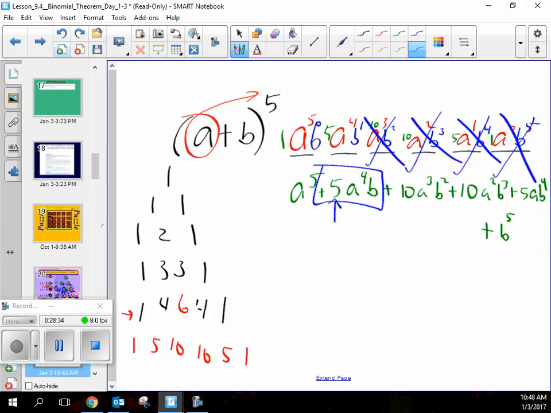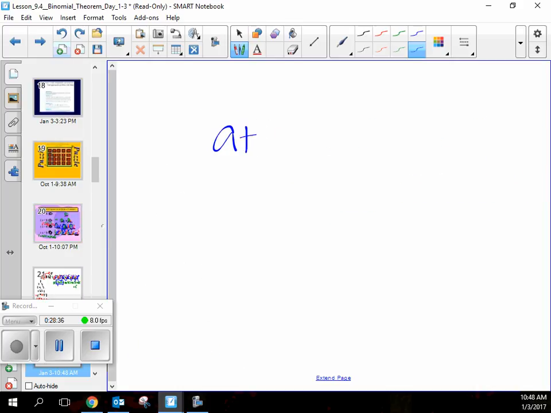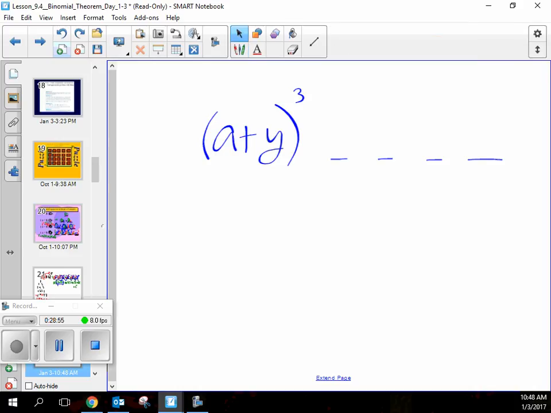So let's do something like that. Let's say it was a plus y, I'm just changing the letters up on you, to the 3rd, and I want to know the second term. Just the whole second term, not just the coefficient. Just figure out the second term. Personally, I'd still make 4 blanks, but I wouldn't do all of them. All I care about is the second term. You have it already? Excellent.